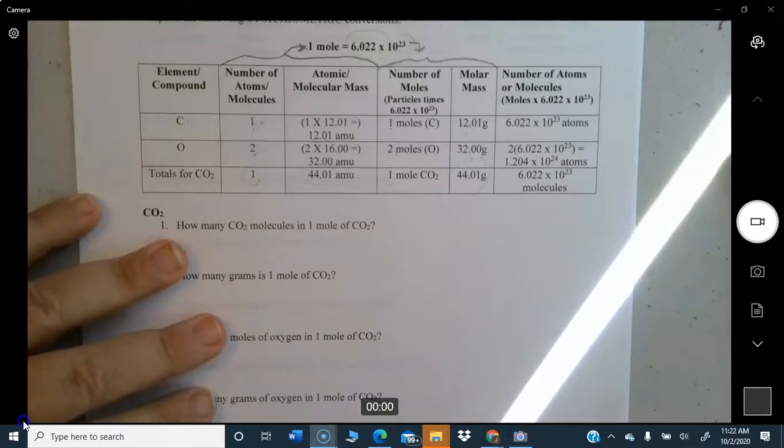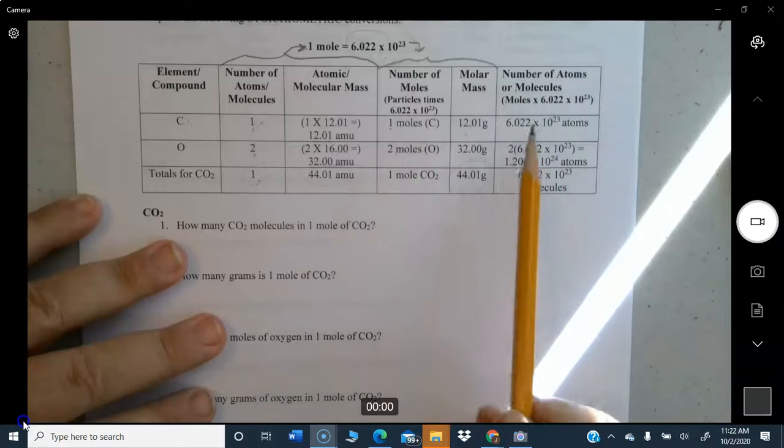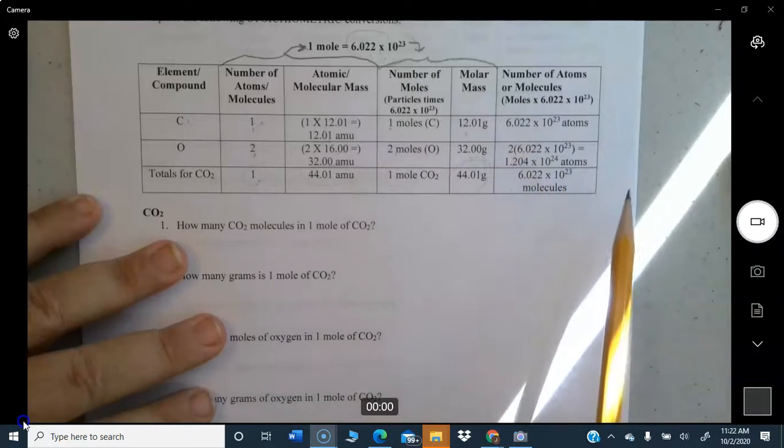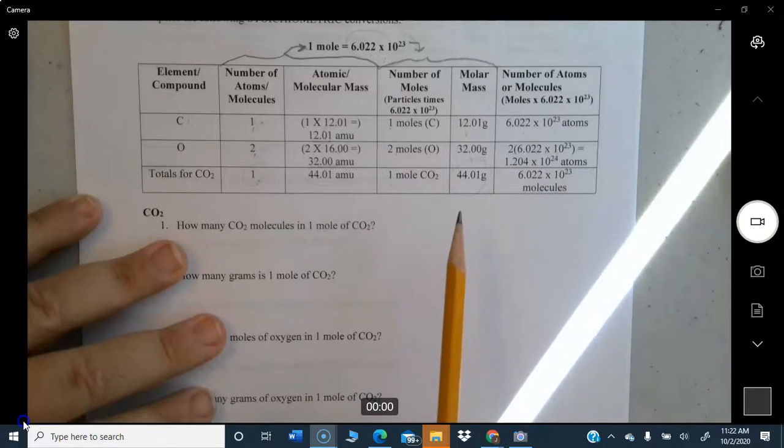Then finally, the last column. We won't deal with this a lot in the class, but you should understand what the concept is. It asks for the number of atoms or molecules. So if you have 1 mole, you have 6.022 times 10 to the 23rd. If you have 2 moles, you have 2 times 6.022 times 10 to the 23rd. And again, 1 mole is 6.022 times 10 to the 23rd.